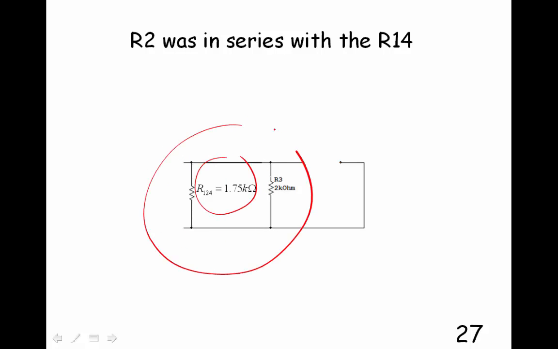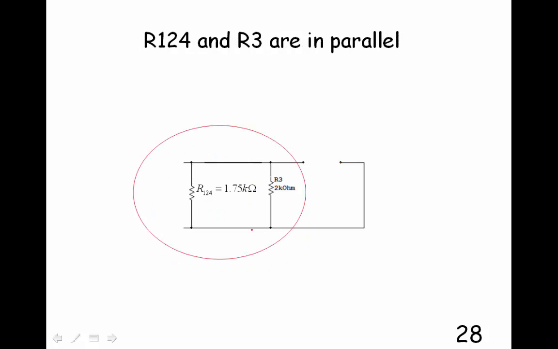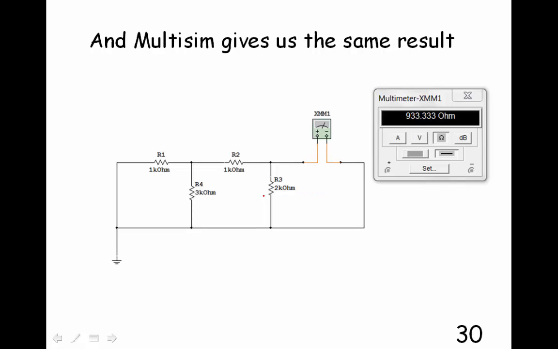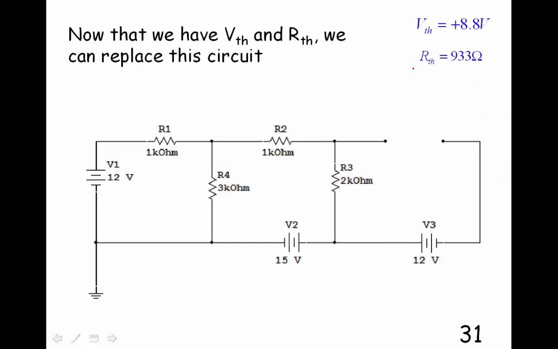And now I notice that these 2 are in parallel, and I use the equation for parallel resistors to find out the final resistance here. So the Thevenin resistance is 933 ohms. And I check that with Multisim, and sure enough, it is 933 ohms.